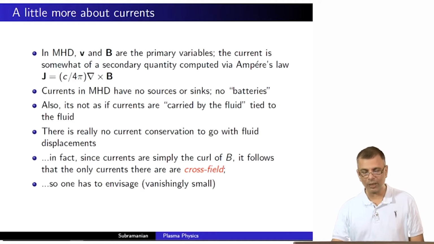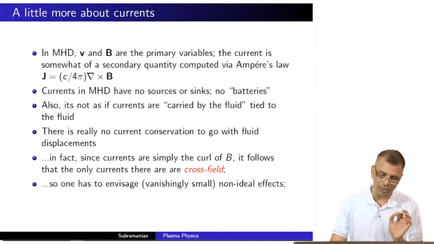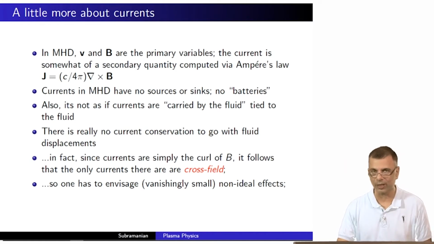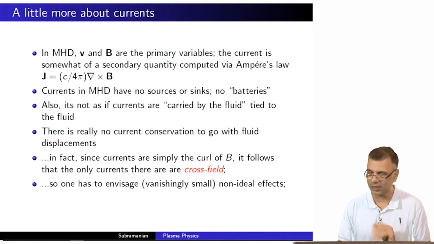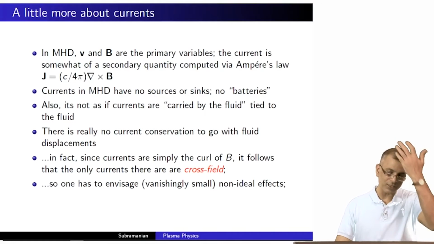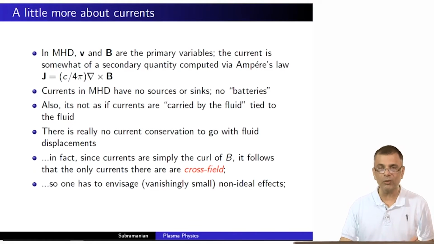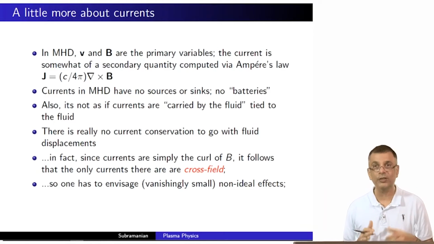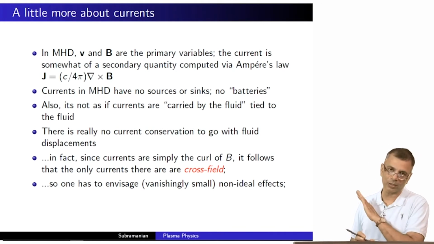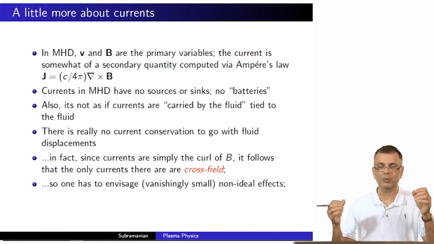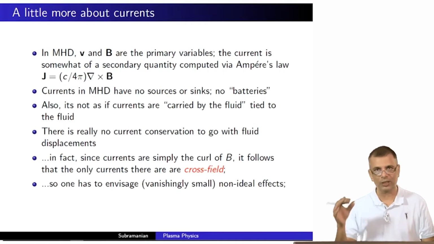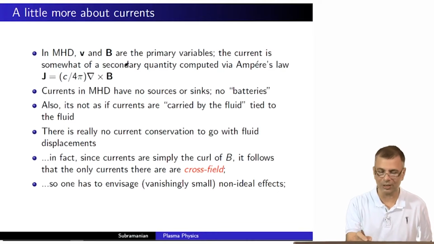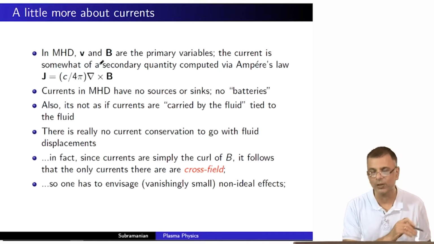So one has to really envisage very vanishingly small non-ideal effects, if you insist on a physical picture for the current, which I really would not pay much attention to. I would simply say the current really has no explicit physical manifestation in magnetohydrodynamics. One has to stop thinking in terms of currents being carried by wires with a source and a sink. That is not how it is in magnetohydrodynamics. The current is simply a proxy for the curl of B.